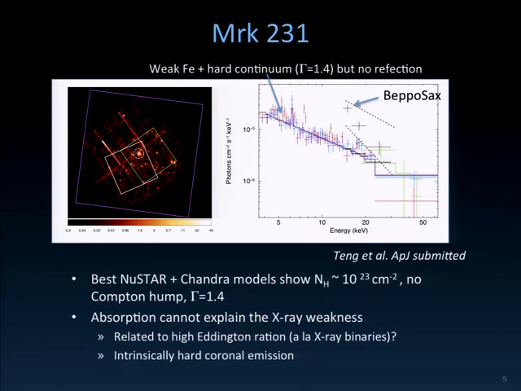So what's interesting about this? Well, you can model the broadband spectrum. It's a bit complicated because, as many of you know, it's also a ULIRG, and so you have to account for emission from HMXBs and star formation. But if you do that, you find that it's only moderately absorbed, about a column of about 10 to the 23. There's no Compton hump, all right, so there's not much dense material, and the spectral index is quite hard. Instead of 2, it's about 1.4. So our conclusion, basically, is that absorption can't explain the X-ray weakness. This object is somehow intrinsically X-ray weak by a factor of 100, all right, relative to what you would expect.